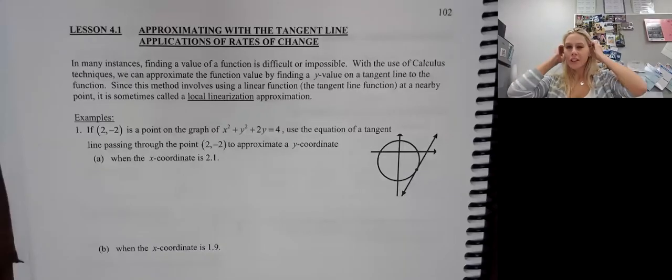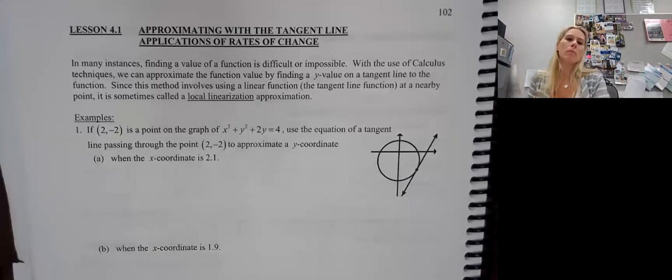Hey guys, we're on unit 4. So we're going to approximate with a tangent line and rates of change and things like that. It's called linearization. In many instances, finding a y value of a function is difficult or impossible. With the use of calculus techniques, we can approximate the function's value by finding a y value on a tangent line to the function. Since this method involves using a linear function, the tangent line, at a nearby point, it's called local linearization. So look for that vocabulary when you are doing this.